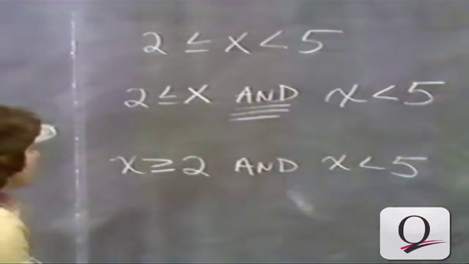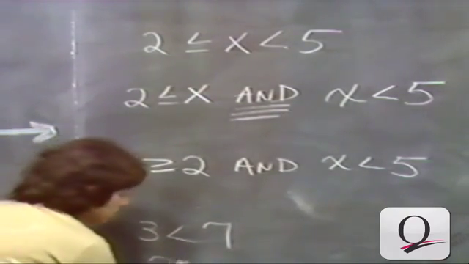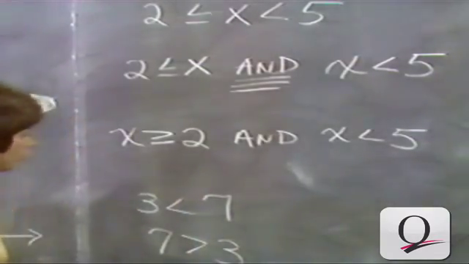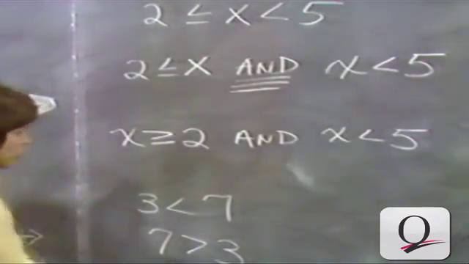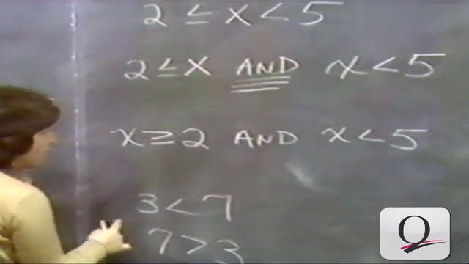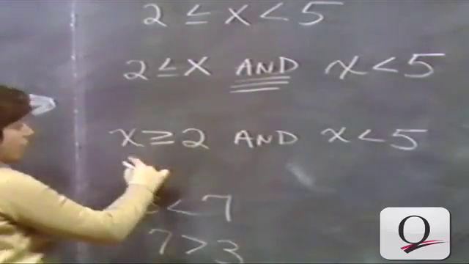This is similar to saying if 3 is less than 7, then 7 must be greater than 3. It's like each inequality has sort of a dual inequality that goes with it, reading it in the opposite direction. If 3 is less than 7, then reading it the other way, 7 is greater than 3. If 2 is less than or equal to x, then x must be greater than or equal to 2.